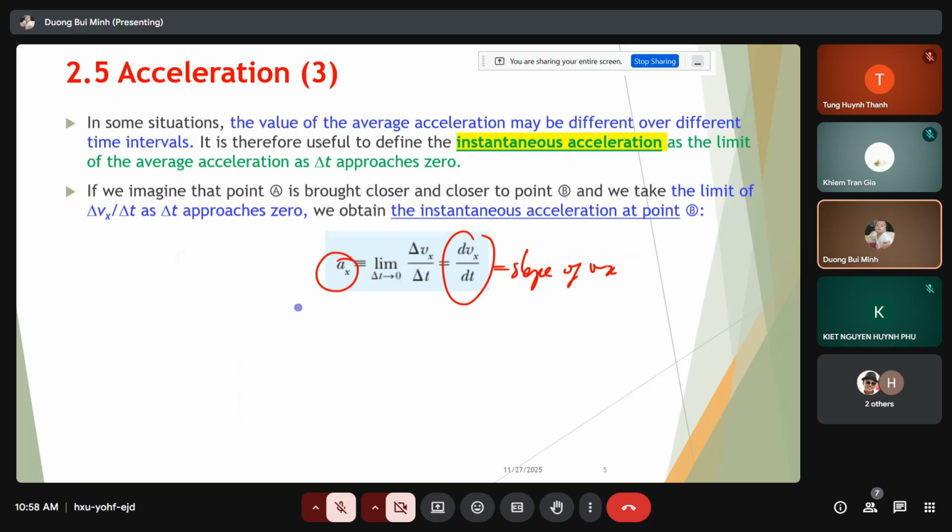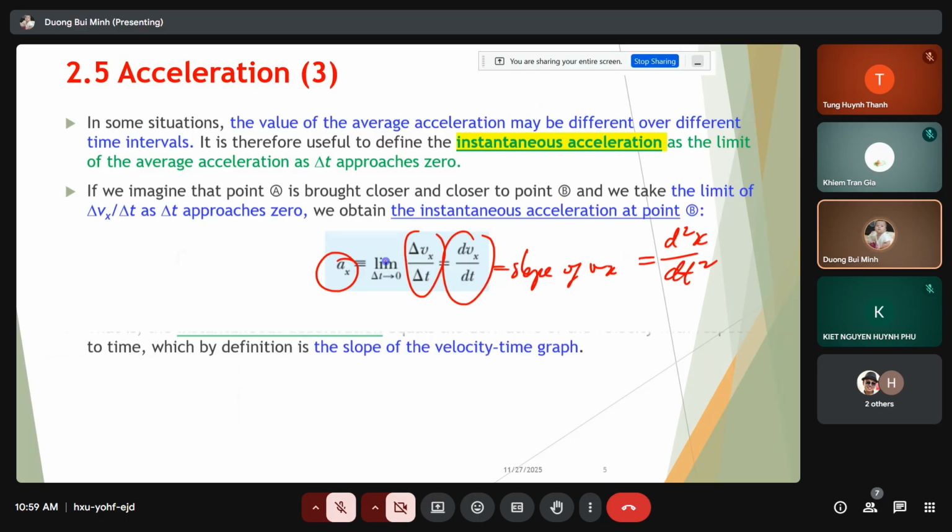Otherwise, if we calculate the second derivative of x, d squared x over dt squared with respect to time, we also get ax. It depends on the questions, whether they give us the function of x or the function of vx. Or we can calculate ax by taking the limit of this ratio, of course, as delta t approaches 0.